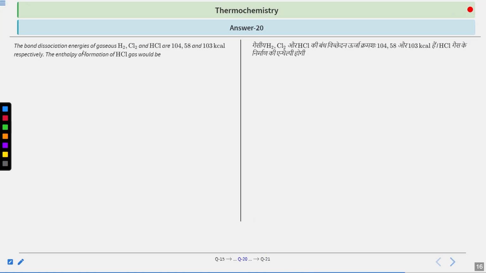so the question was saying that the bond dissociation energy, meaning the energy to break the bond, of 1 mole of H2, 1 mole of Cl2, and 1 mole of HCl is 104, 58 and 103. Now you have to find what is the enthalpy of formation for formation of 1 mole of HCl gas. Now for those who have solved it, the correct answer is C.